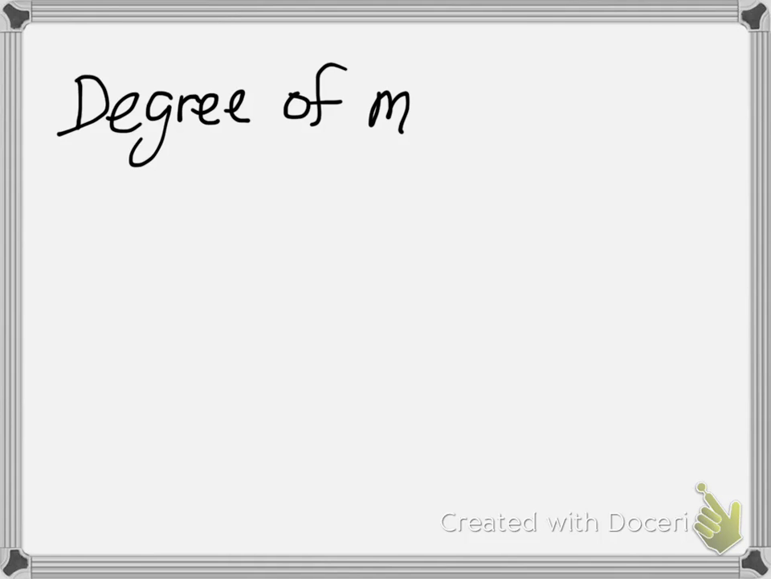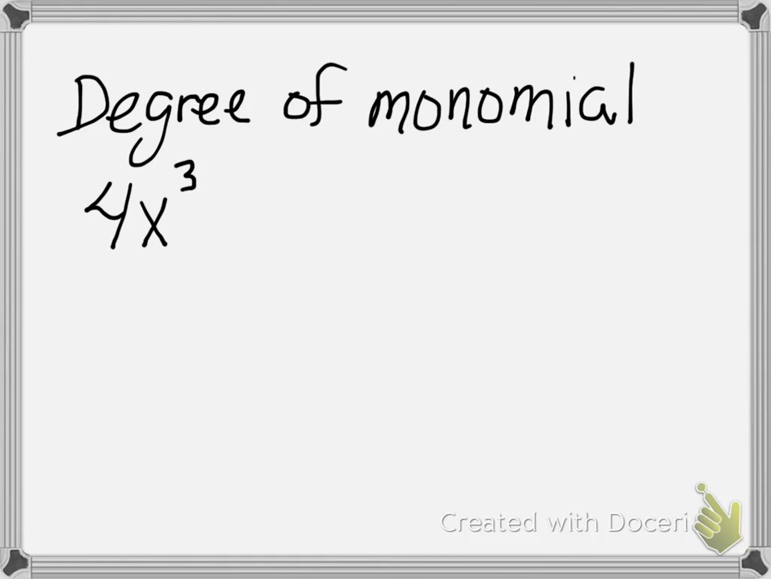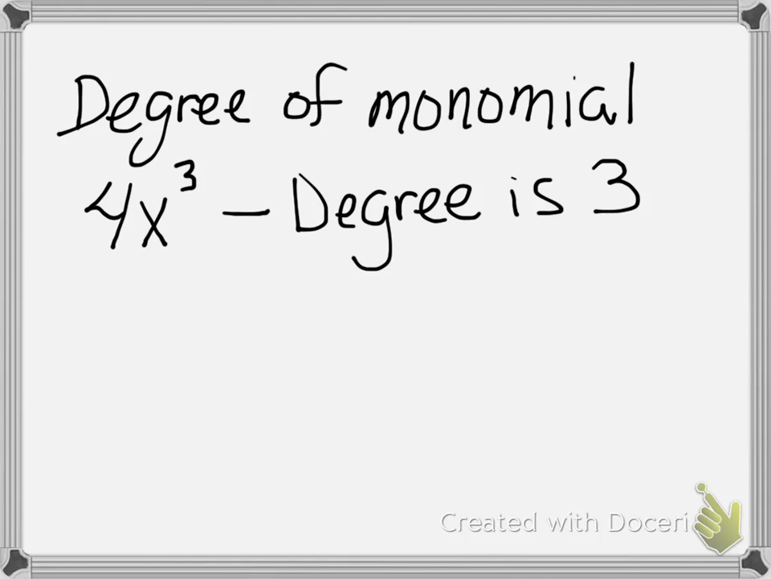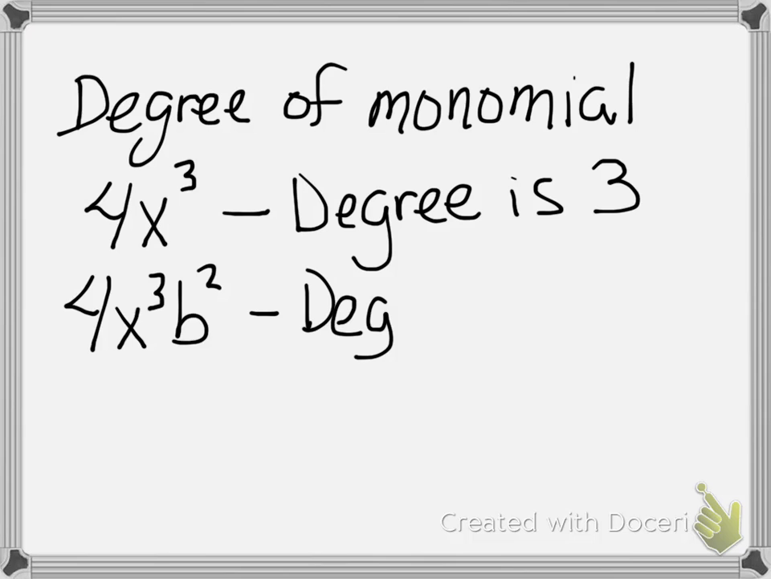The next vocab is degree. Let's talk about the degree of a monomial. If I give you another example of a monomial, like 4x to the 3rd, the degree of that monomial is 3. If I give you 4x cubed b squared, the degree of that monomial is 5. 5 because the degree is the combination of those, the sum of the exponents.